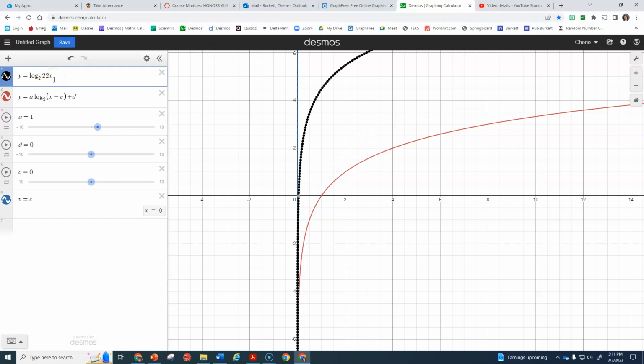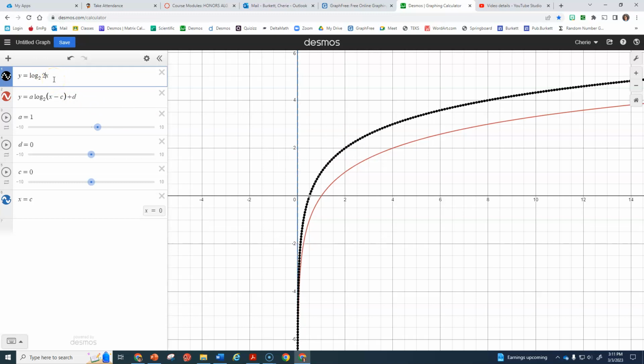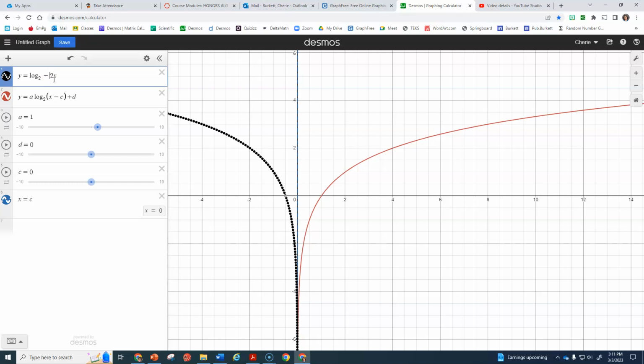It also could be, whoops, I didn't mean to do that. It could also be a negative, and that negative would cause it to reflect over the y-axis. Those are changes that you'll probably learn whenever you are maybe doing pre-cal.